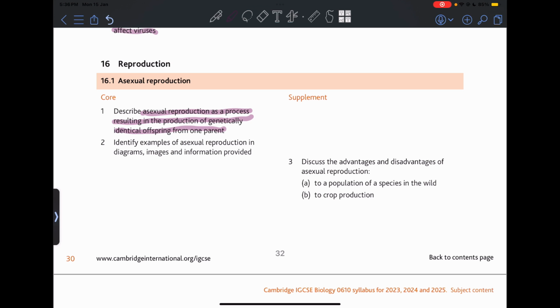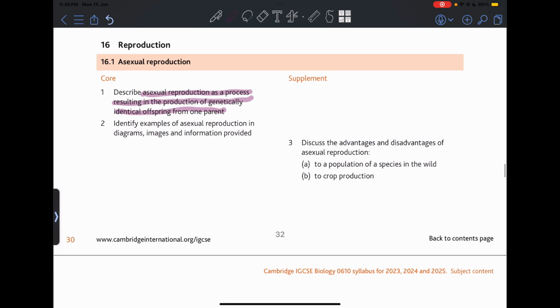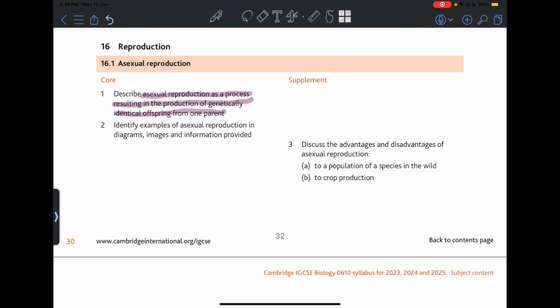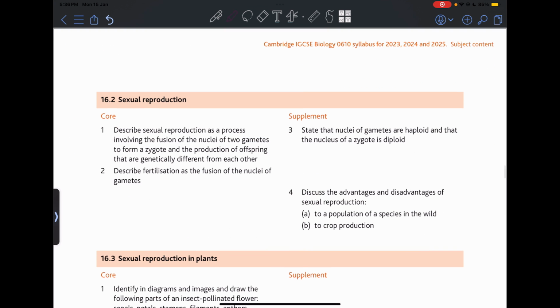Identify examples of asexual reproduction in diagrams, images, and information provided. Now, for extended students, they have to discuss the advantages and disadvantages of asexual reproduction. Now, there's an advantage of asexual reproduction, which is to increase the population. It can actually increase the population of a species, and it can increase the crop production. But there's a disadvantage actually, which is maybe getting a disease. Asexual reproduction does not have genetic difference. All of the species are having the same genes. So if there's one disease that can wipe out one of them, then all of the crops will be destroyed because they all are the same. So this is a problem.